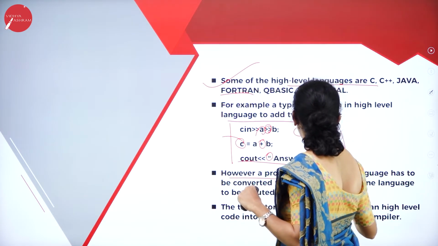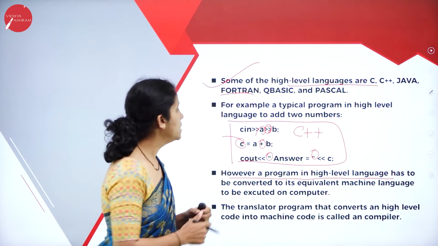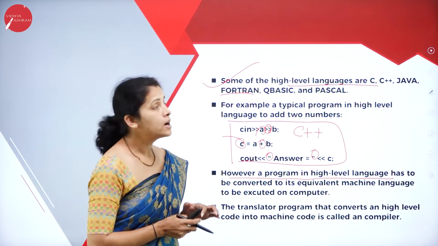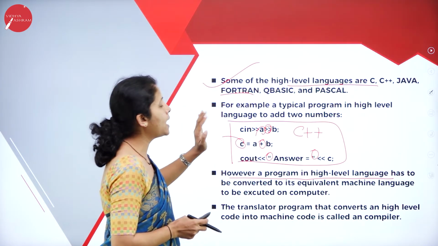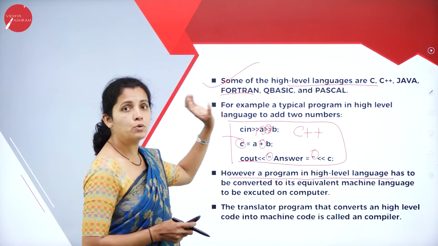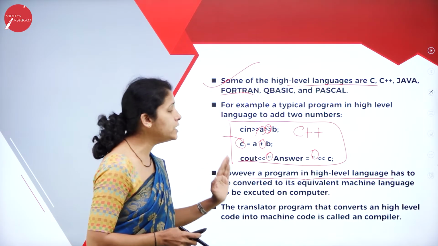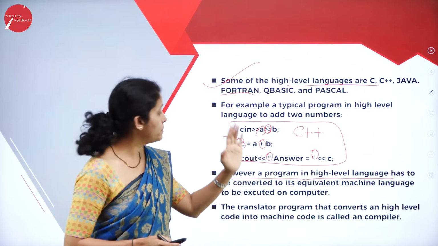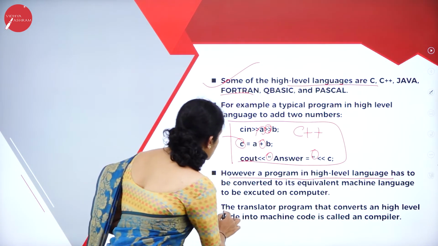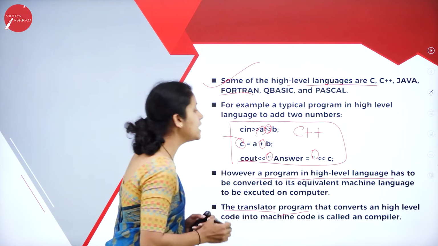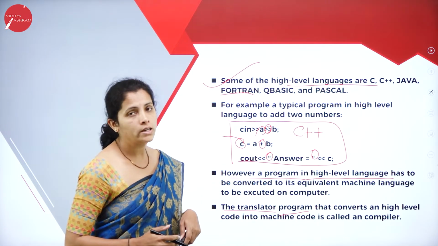However, a program in high level language has to be converted into equivalent machine language, because the computer understands only machine language. Whatever program is written using a high level programming language must be translated or converted into machine language or machine code, and that can be done by using a compiler. The translator program that converts high level code to machine code is called a compiler.